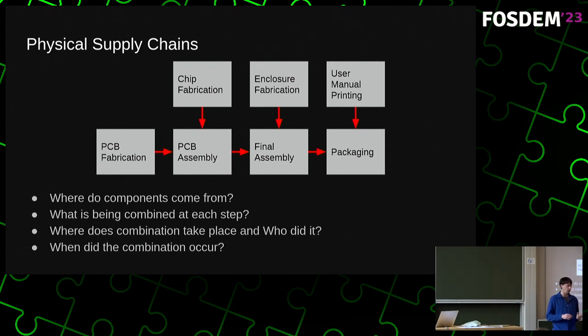And you need to know where every component comes from to make sure that all the right components are in the right place at the right time to be manufactured. You need to know what's being combined in every step for the same reason. And you need to know where this combination takes place, because in modern supply chains, these steps can be spread out geographically all over the world.